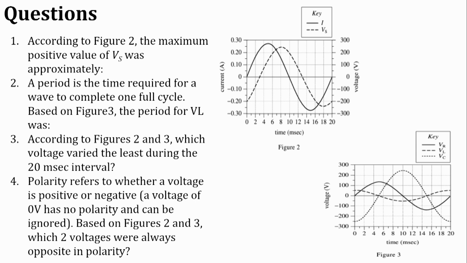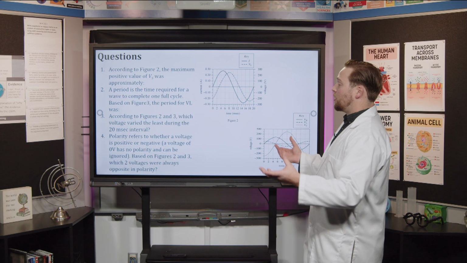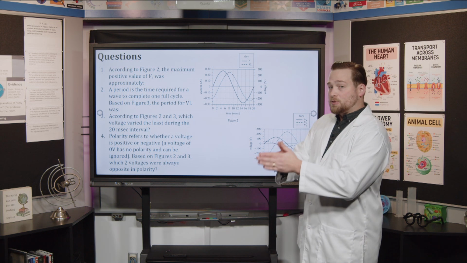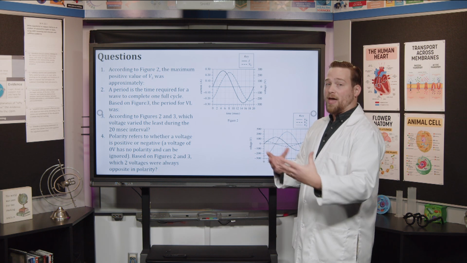Okay, here's the last one. Number 4 says polarity refers to whether a voltage is positive or negative. A voltage of 0 voltage has no polarity and can be ignored. Based on figures 2 and 3, which two voltages were always opposite in polarity? Okay, so we're going to have to check all of these different lines, and we want to see when their polarity was the opposite. So what we're really checking here is when one line is positive, the other line needs to be negative, and vice versa. If we can find that, that's going to be our answer.